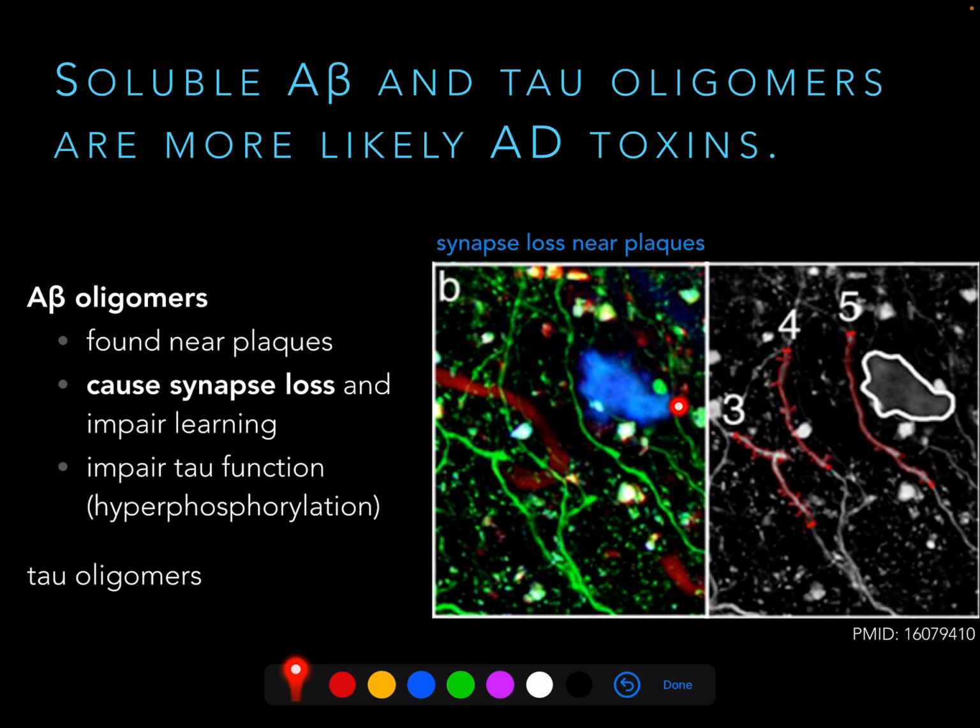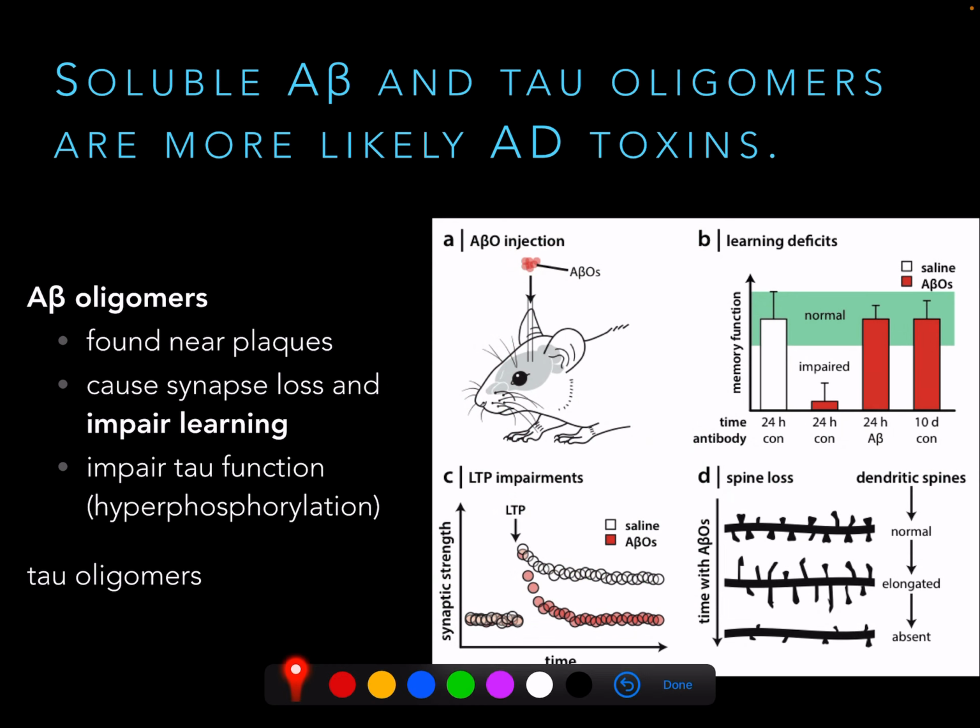Here's a plaque, but notice we're damaging synapses here and maybe a bit here, but not so much over here. So as you get closer, here we have a few different branches of dendrite. As you get closer to the plaque, notice you don't have to touch it. Just being near it is enough to lose your synapses. Okay, so we lose our synapses. What then happens is we impair learning.